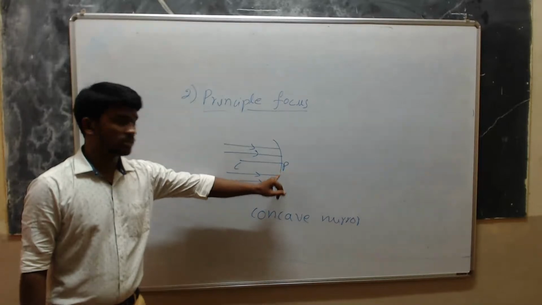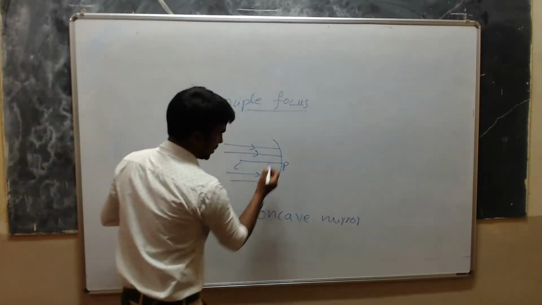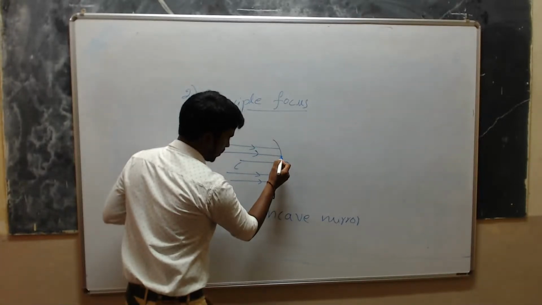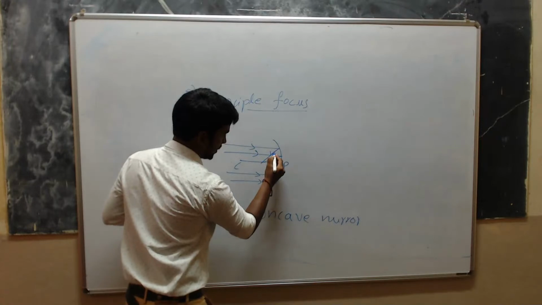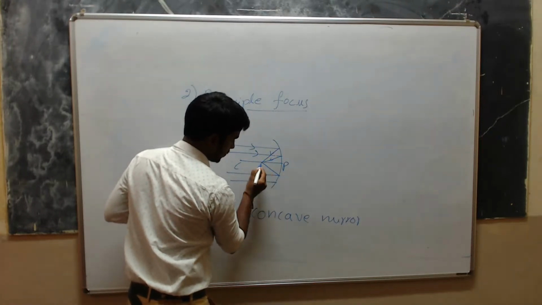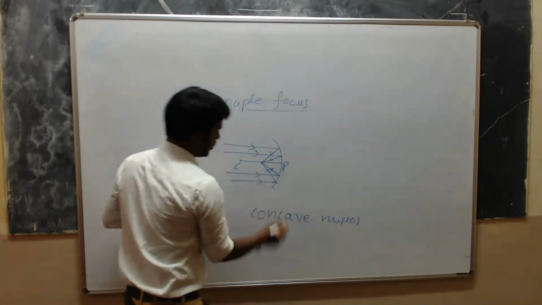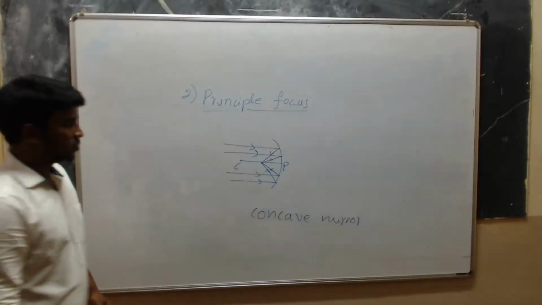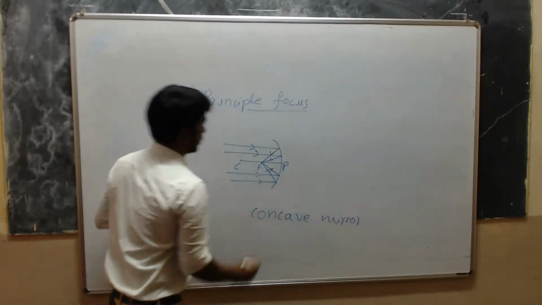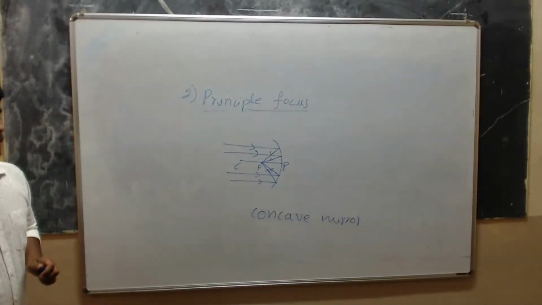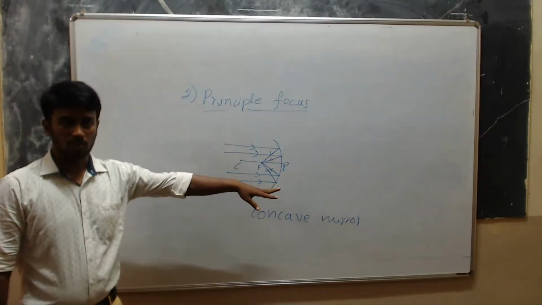You know what happens when you pass the rays to the mirror? It reflects, right? So after reflection, all the rays meet at this point. This point is known as the principal focus. I hope you understood what the principal focus is.